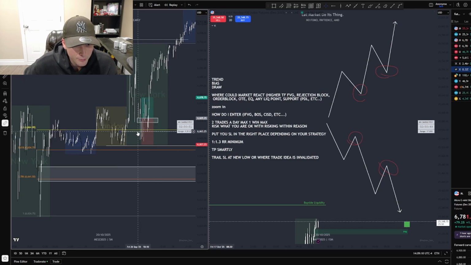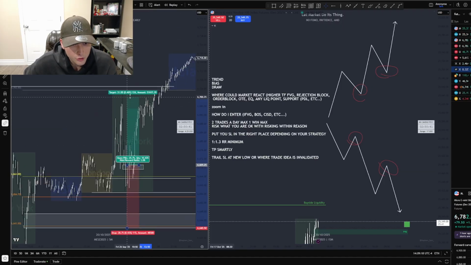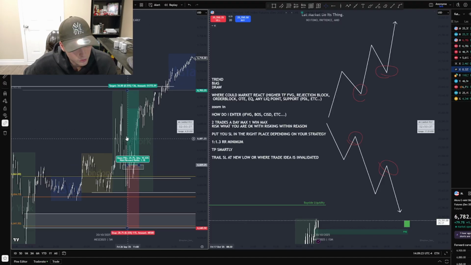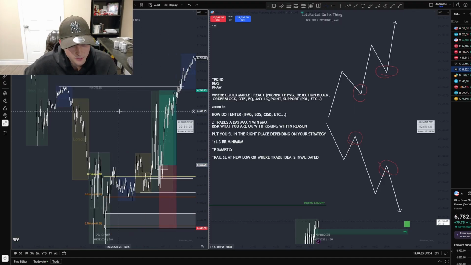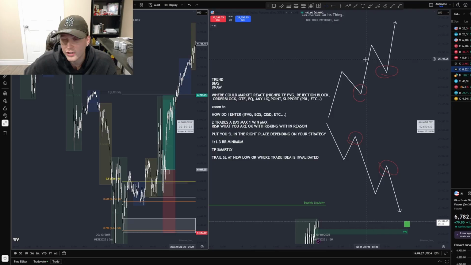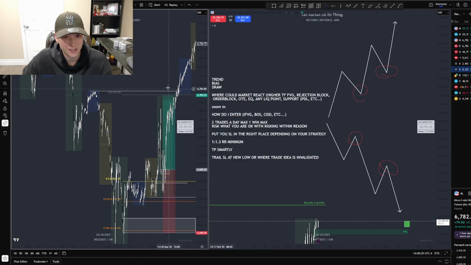And realistically, price could sweep these lows. So my stop most likely would have been right here, below this fair value gap or at the low. And then from there, you target whatever your high is, right? And then you can take TP there, and you can also manage your risk along the way, and because you're trending, technically you should be going higher infinitely, right?